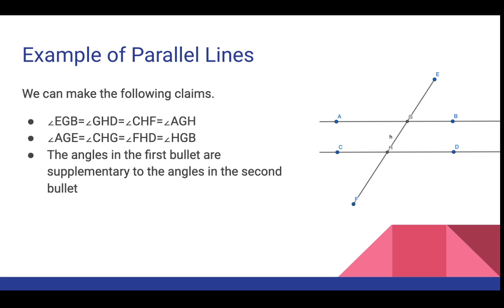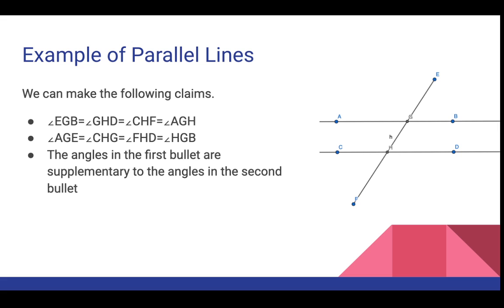And in a similar fashion, we can show that the other four angles are congruent as well. For example, AGE is equal to angle CHG, which is then equal to angle FHD, and that is equal to angle HGB, simply because all those angles are either corresponding angles, alternate angles, or vertical angles, which means that they're all congruent.